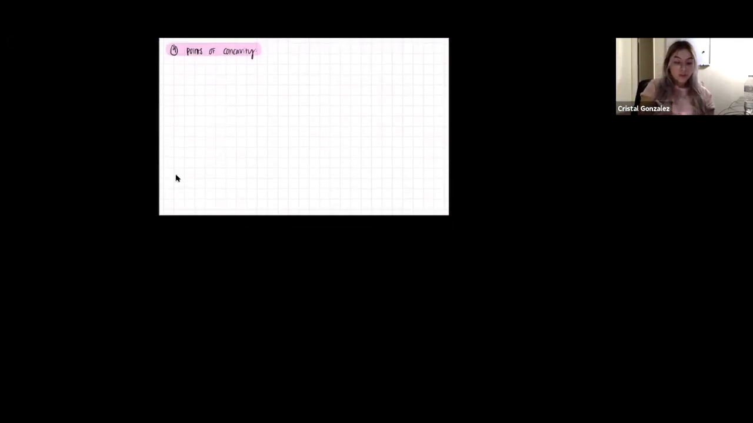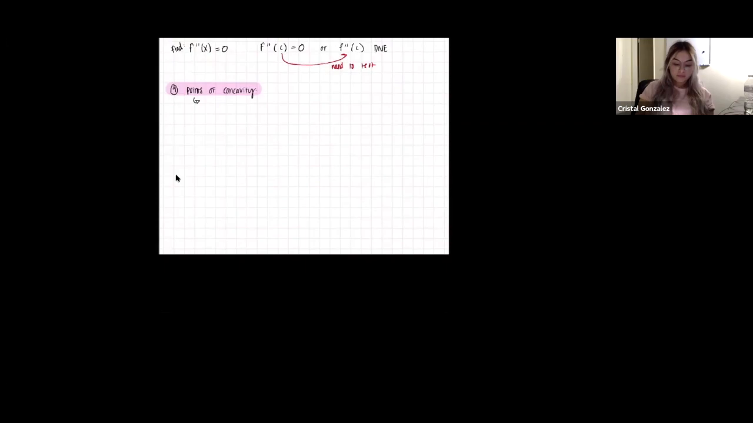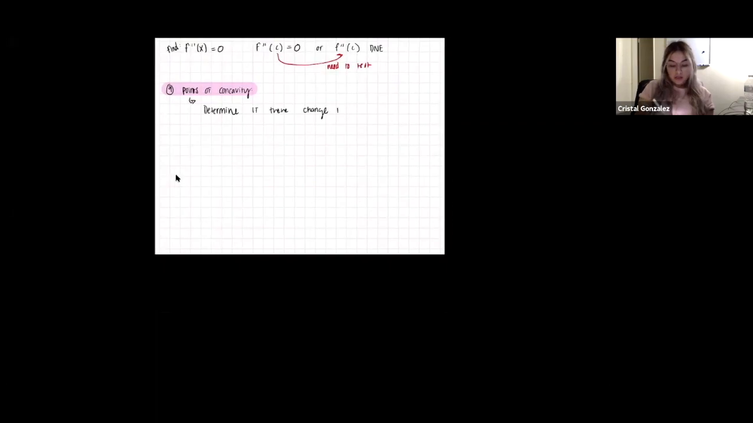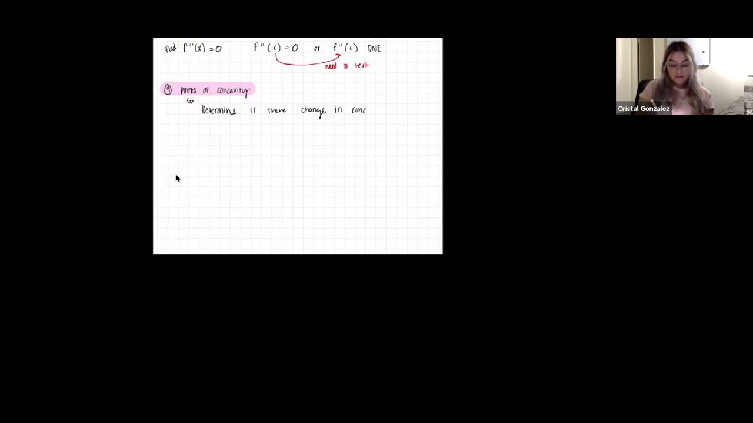So here you want to actually determine if there is a change in concavity, because it doesn't always happen. You don't always get a change in concavity when you get those points. We've seen examples where that happens, and we'll do maybe one later on.